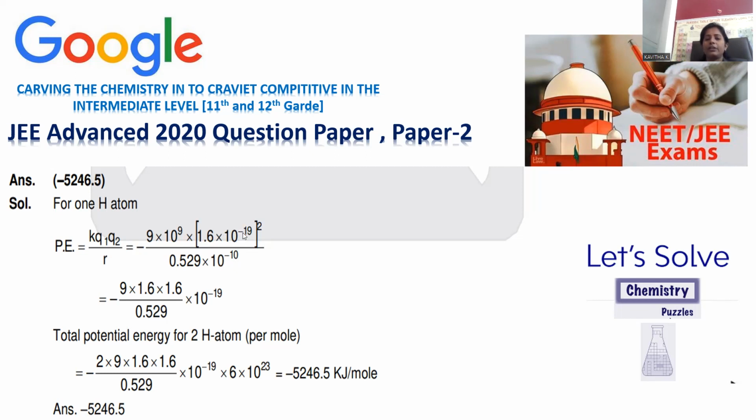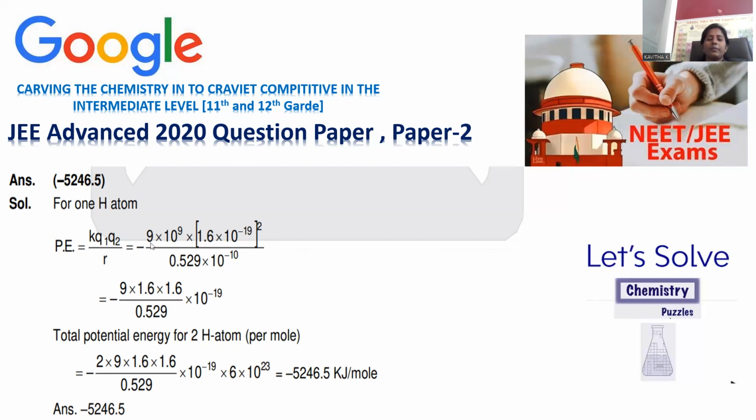But here we have taken 10 to the power negative 19 twice. So one 10 to the power minus 19 will be cancelled with them, and another will be left, 10 to the power negative 19. Only one is left because another one is cancelled with them. Right. So 9 remains as such. 1.6 is squared, so let me mention it twice: 1.6 multiplied with 1.6. In the denominator, we have the value 0.529. So that will be taken as such.